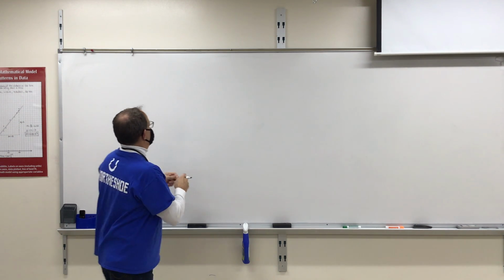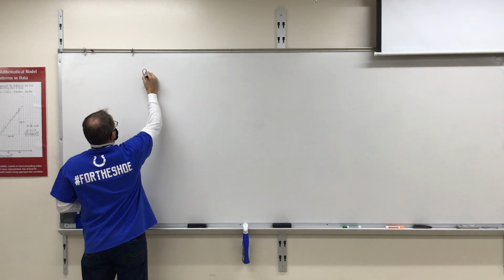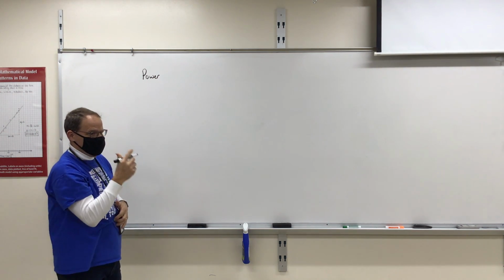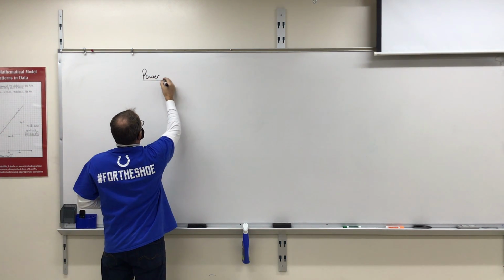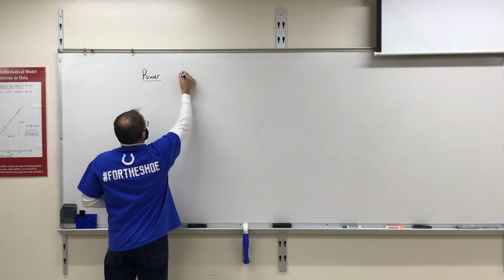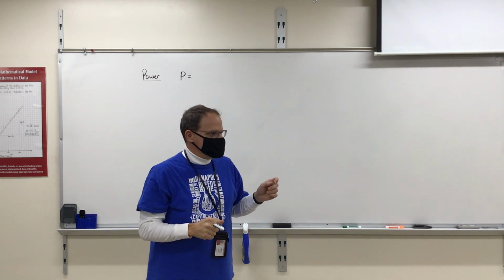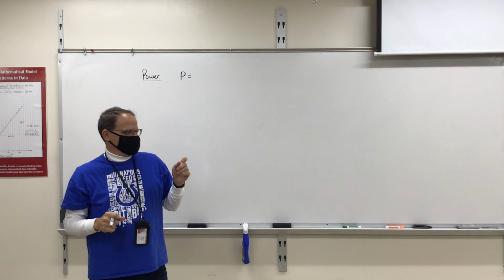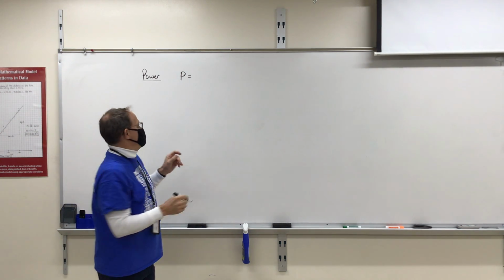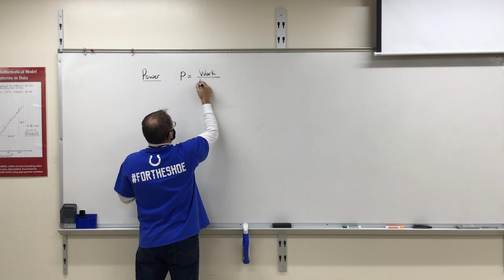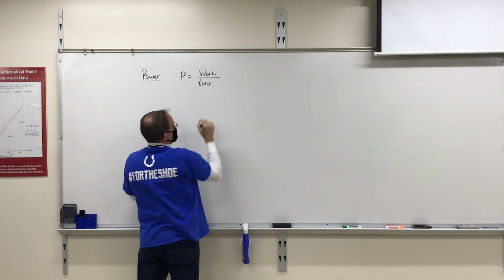The idea of power. You guys remember what power is? Go back and look at Unit 3 toolbox. What was power? In Unit 3, we said power was W over T. What does that stand for? It's the work you do divided by the time it takes you to do the work.